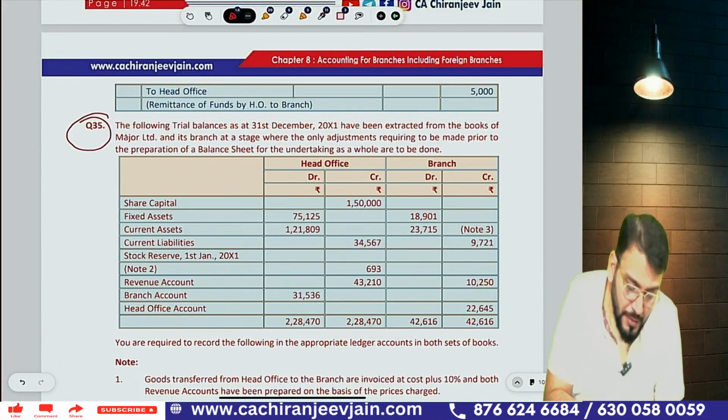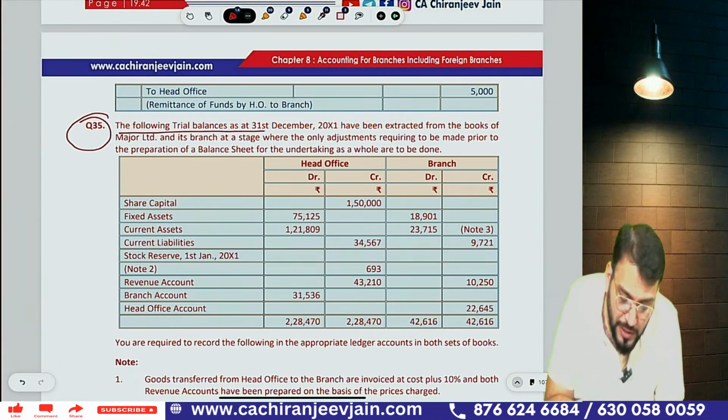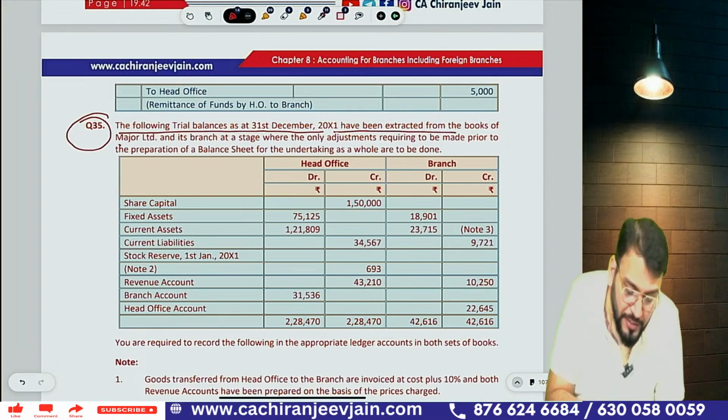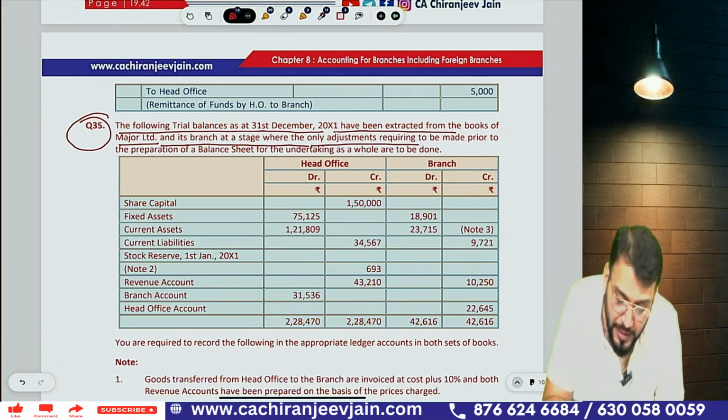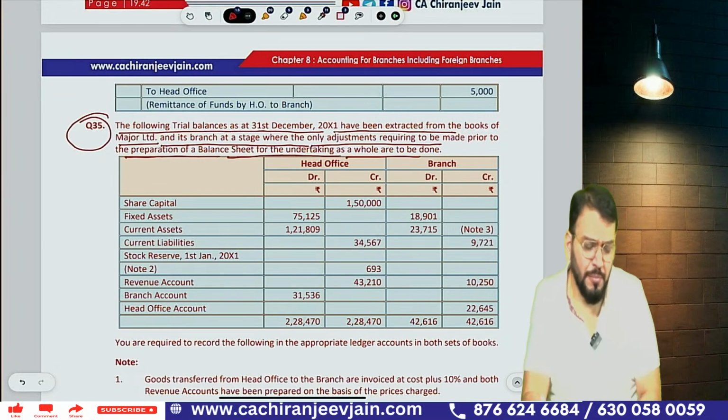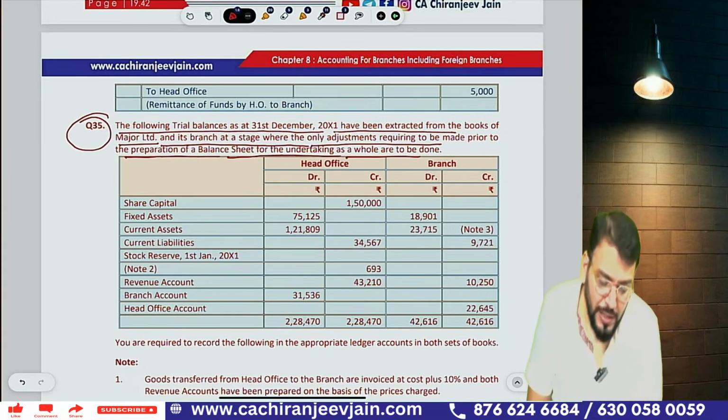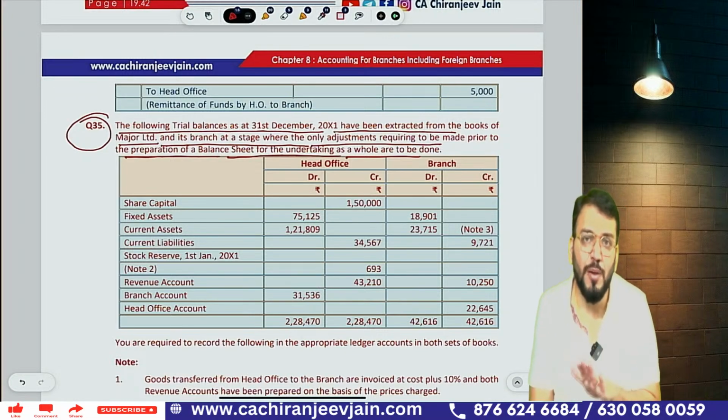What is given? The following trial balance as on 31st December 2001 has been extracted from the books of Major Limited and its branch, at a stage where the only adjustments requiring to be made prior to the preparation of the balance sheet for the undertaking as a whole are to be done. Means what they are saying, we need to pass only adjustment entries required prior to the preparation of the balance sheet.